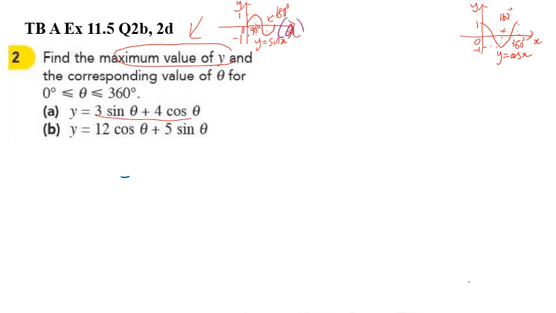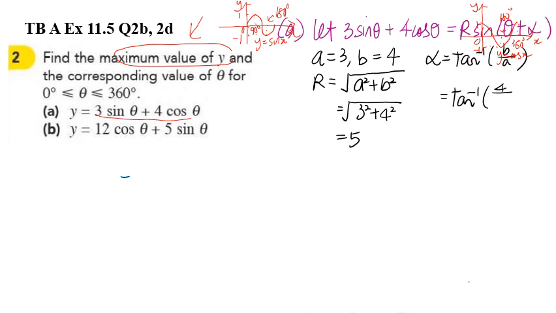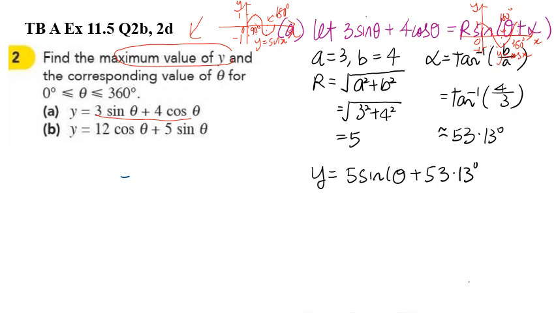Okay, so we're going to do part A. Right, so for part A, we just let 3 sine theta plus 4 cos theta equal R sine bracket theta plus alpha. Then from there you can read off A to be 3, B to be 4, and find R to be 5, and then alpha to be tangent inverse 4 over 3. Okay, so as a single trigo function, this is what happened.